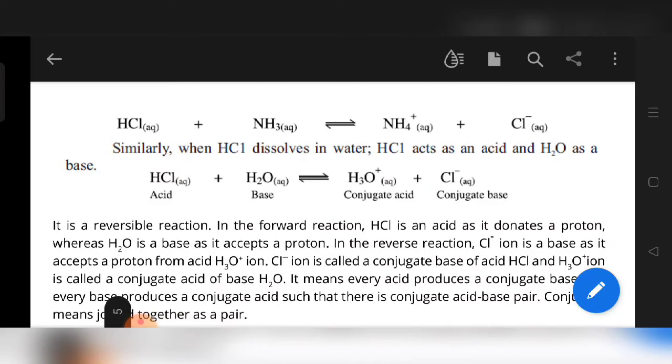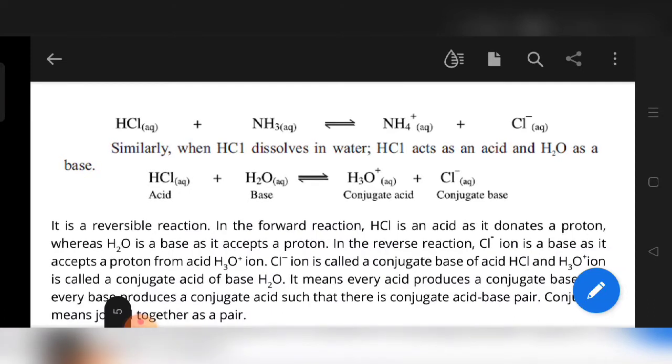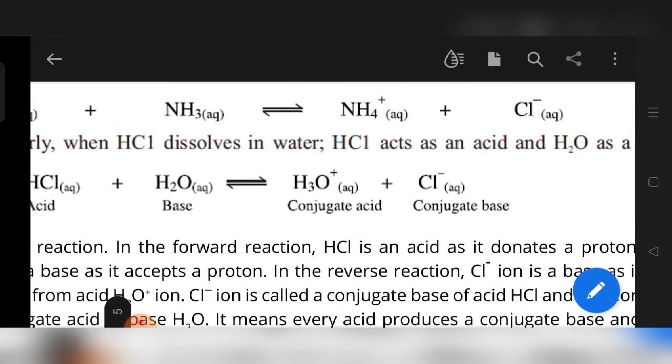After losing a hydrogen ion, in hydrochloric acid, chlorine gets a negative charge, and now it will act as a base because it has a negative charge and can again rejoin with hydrogen to form an acid. Now the chloride ion has the ability to accept a proton, and that's why it will act as a base. That's why we say conjugate base. Conjugate means coupled and joined.